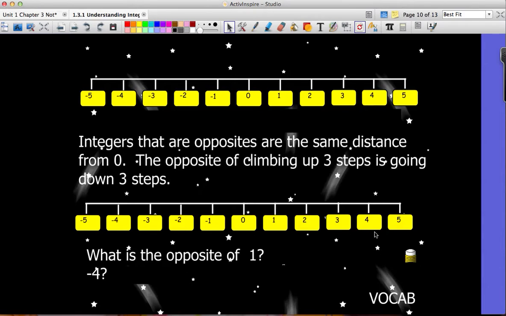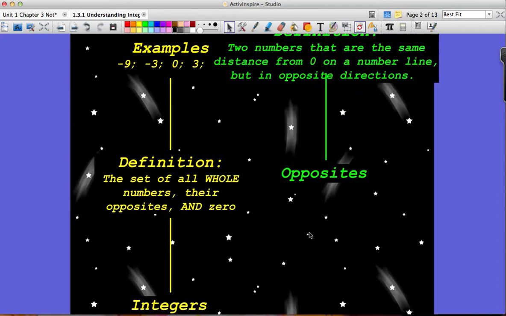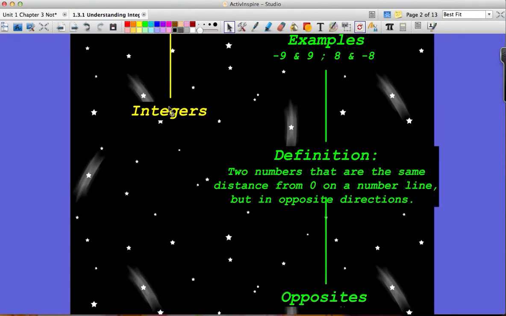All right, so integers that are opposites are the same distance from 0. So the opposite of climbing 3 steps is going down 3 steps. To have a specific definition of this, opposites are two numbers that are the same distance from 0 on a number line, but in opposite directions. So -9 and 9 would be opposites, and 8 and -8 would be opposites.